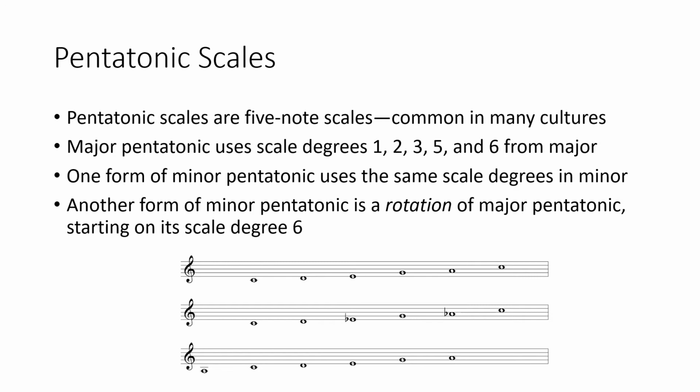Another form of the minor pentatonic scale is to rotate the major pentatonic scale, starting on its scale degree 6. So we take this same major pentatonic scale on C, and then go to scale degree 6 and use the same pitches.